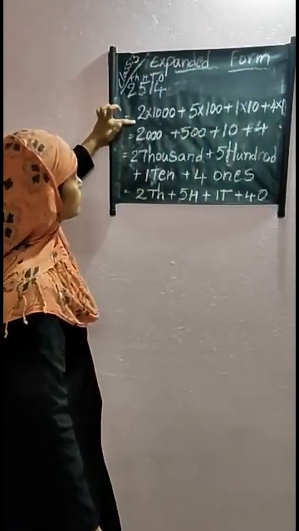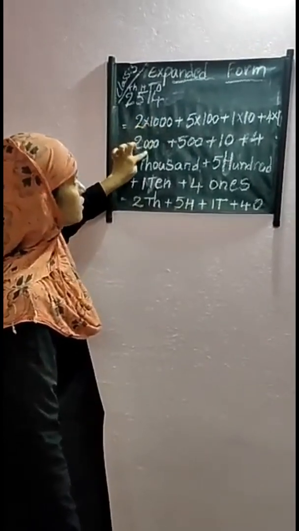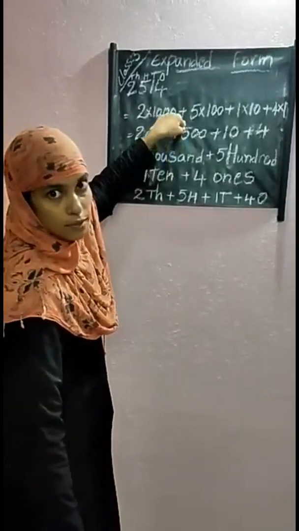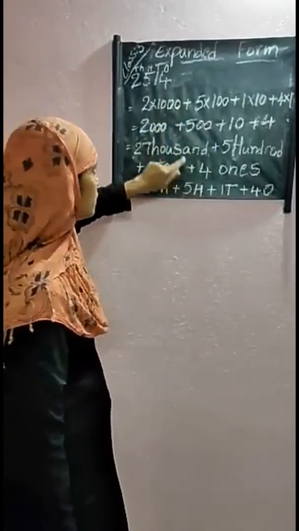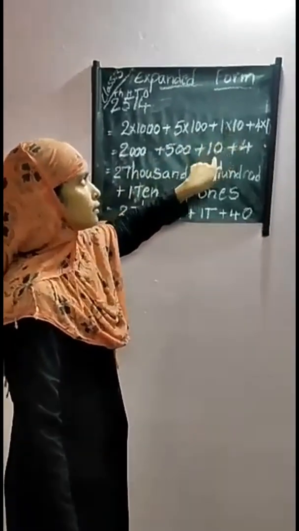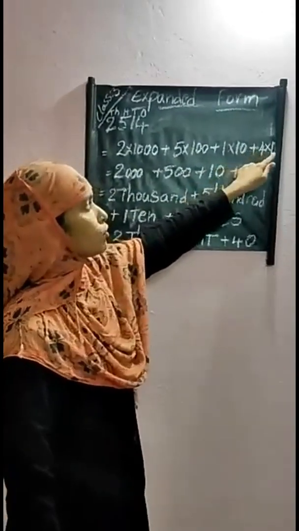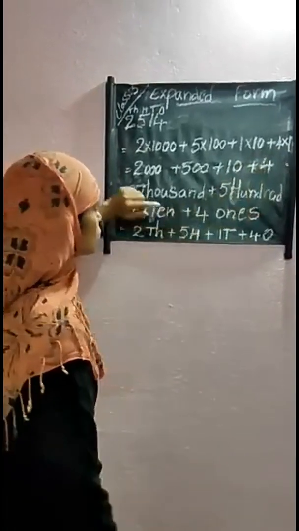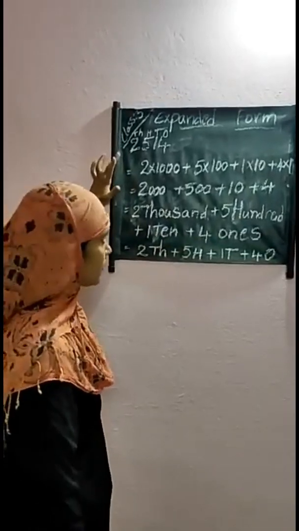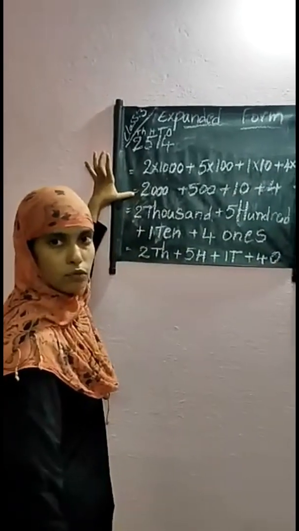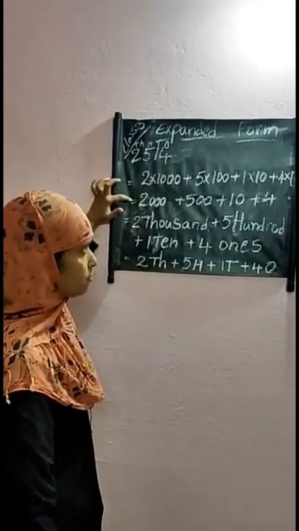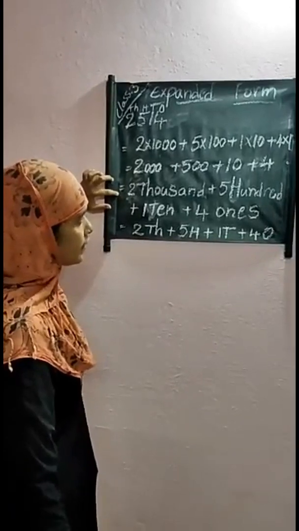Now, if you multiply 2 into 1000, it is 2000. Plus, I told you, by using the plus symbol we write all the numbers together. 5 into 100, 500. 1 into 10, it's 10. Plus 4 into 1, 4. So this is the short form. Expanded form is where we write all the numbers. Okay children, now this one we call short form and the other is expanded form.